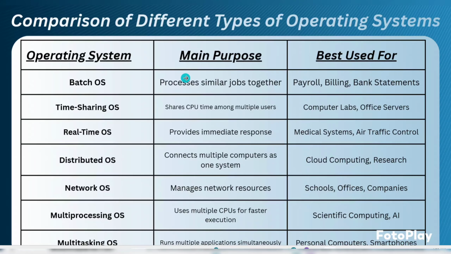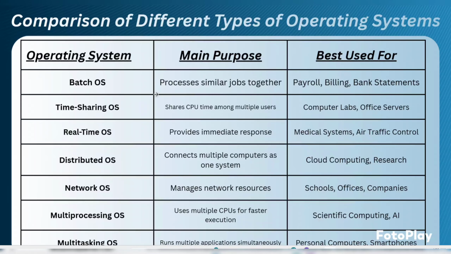Now that we have discussed all major types of operating system, let us compare them to understand the differences more carefully. First, we have batch operating system. Its main purpose is that it processes similar jobs together and is used for billing, bank statements, and payroll. Now we talk about time sharing operating system. It shares CPU time among multiple users and is used in computer labs and office servers.